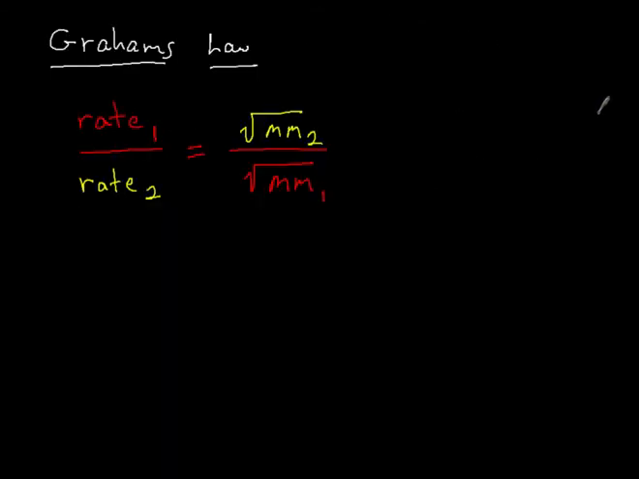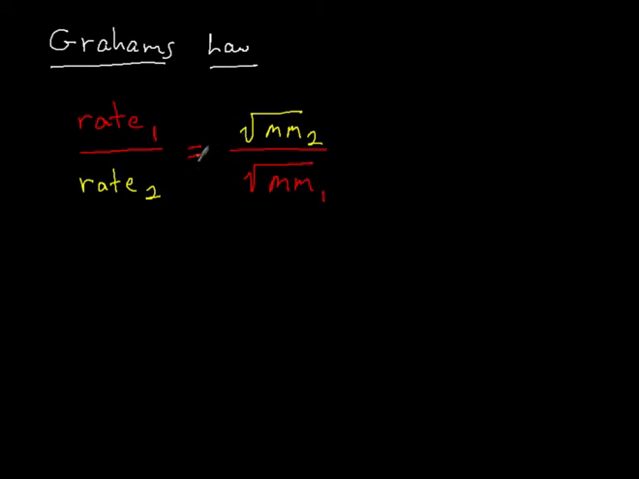The mathematics we're going to apply to this, and here's Graham's law. It states that the rate of gas 1 divided by the rate of gas 2 is equal to the square root of the molecular mass of gas 2 divided by the square root of the molecular mass of gas 1. I use different colors here to point out the relationship. You can see that the rate of the first gas is in the numerator of the left side, and its molecular mass is in the denominator of the right side of the equation.